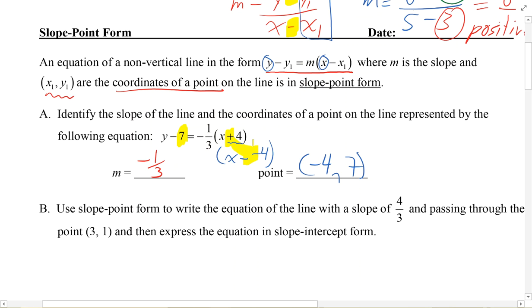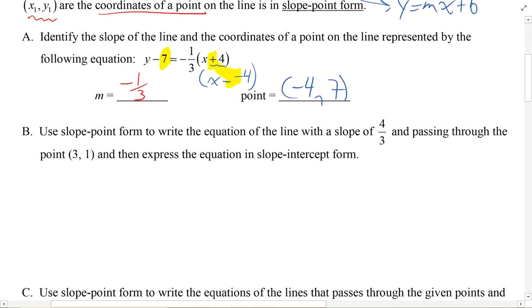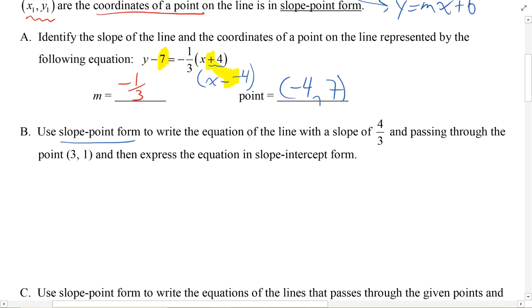So what we're going to do is take this and rearrange it into a better form. We're going to rearrange into y equals mx plus b, because that's super easy to graph, okay? So let's do that. Use slope point form to write the equation of a line with this slope and passing through that point. Then express, aka change, the equation into slope-intercept form, just like what I said, all right?